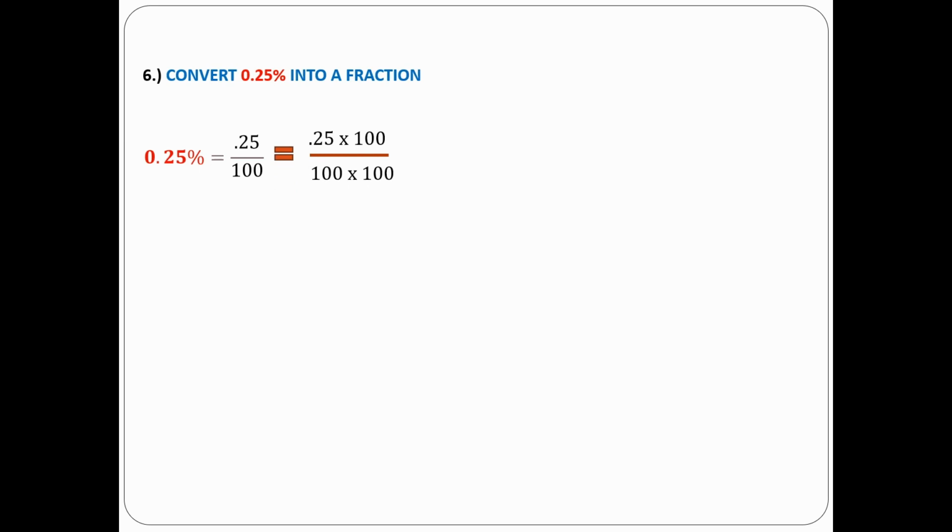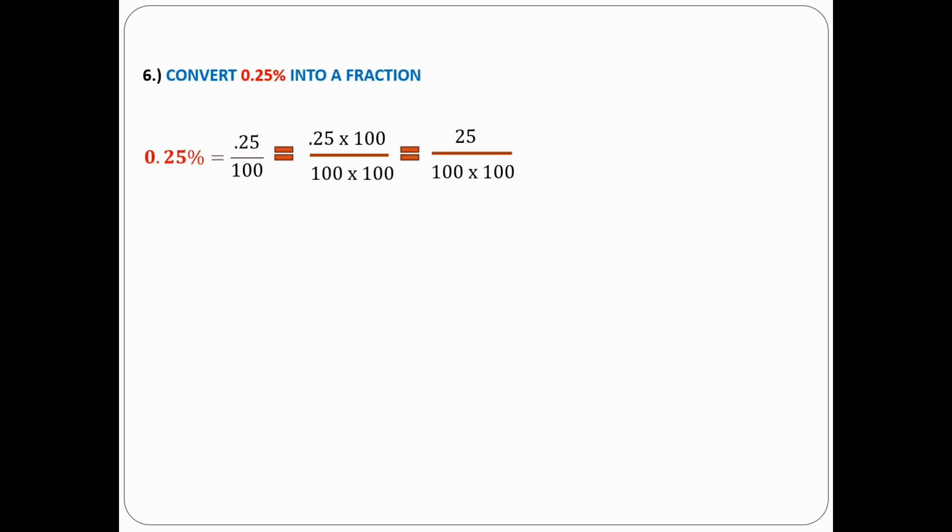Sometimes you may need to convert a percentage into a fraction where the given percentage is less than 1 or it is a decimal number. Here is our example. Convert 0.25% into a fraction. So 0.25% is basically 0.25 over 100. Now 0.25 is a very small number, or it is a decimal number. The best thing to do is to make it a whole number. So we will multiply the top and the bottom by 100. Now 0.25 times 100 is 25, and leave the bottom as 100 times 100.